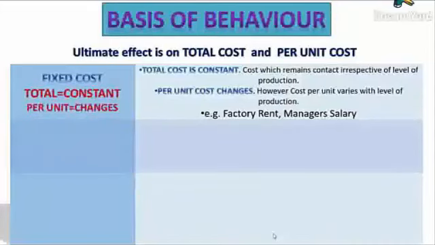So example is a factory rent. We are paying a factory rent of, let us say, 1 lakh rupees per month. So whether we manufacture 100 units in a month or 1000 units in a month, we have to pay 1 lakh rupees as a factory rent. So this factory rent remains same irrespective of production level. Now we'll try to understand better by way of a table.